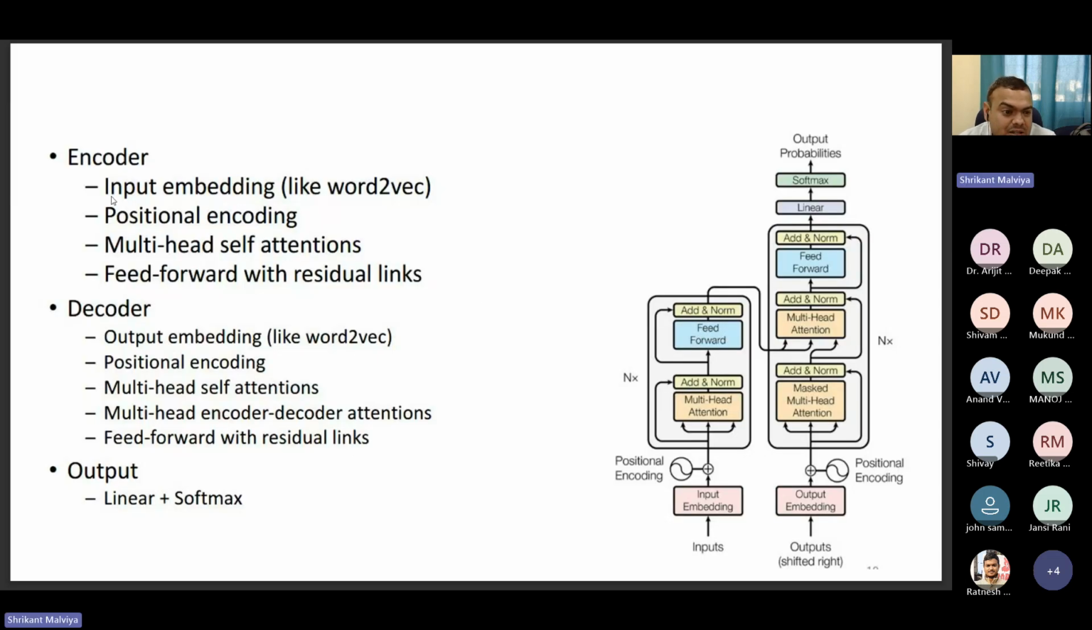So what are the basic ingredients in the encoder decoder architecture? In the encoder, first of all, it takes the input embedding, adds positional encoding, then applies multi-head attention and feed forward with residual links. So this is what happens in the encoder part. In the decoder, it is the same. It takes the output embedding as input for generating the entire output sequence. Positional encoding is also required here.